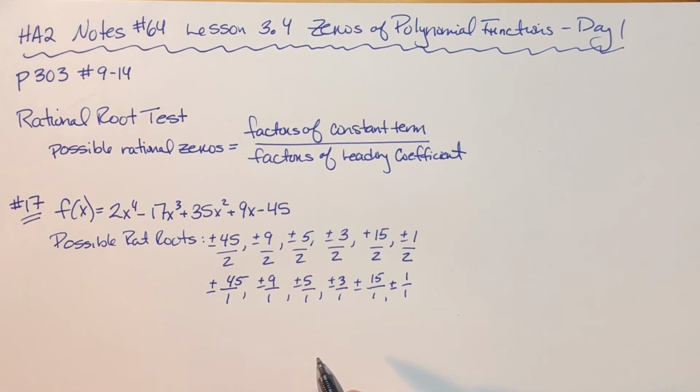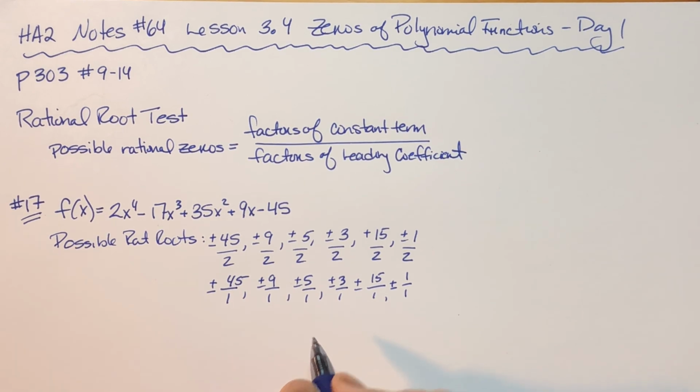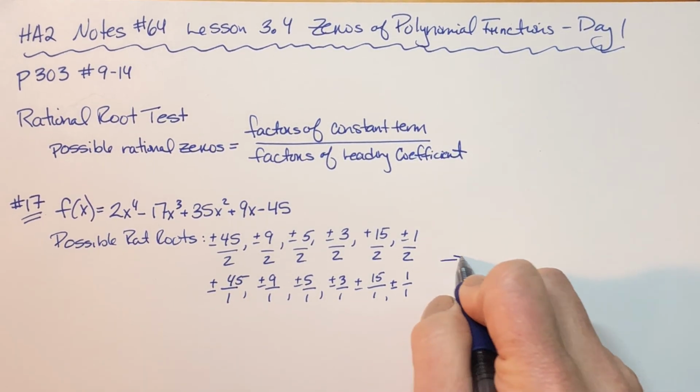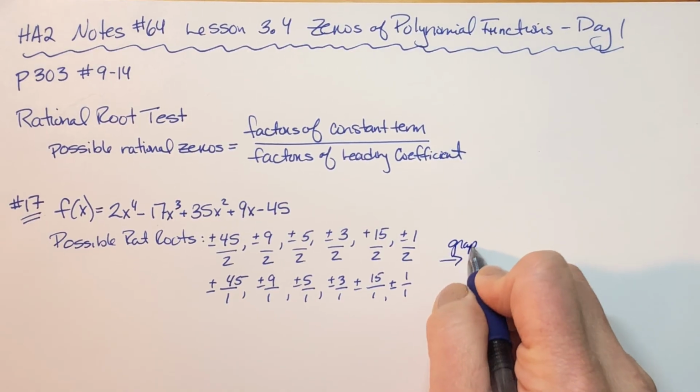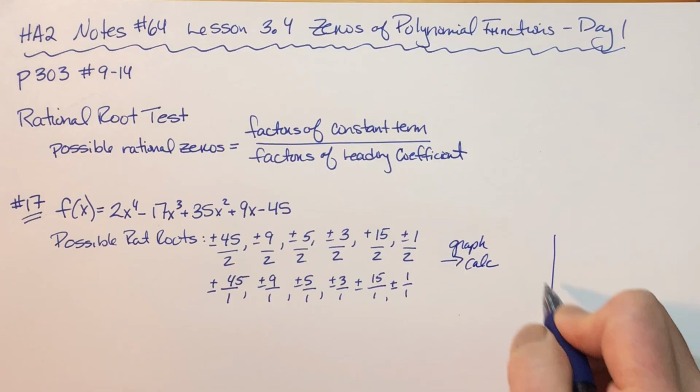Now, this would take you forever. What I prefer to do, instead of taking forever to figure out what my rational roots are, is I like to go to the graph, okay? So go to your graph on your calculator, and you're going to go ahead and make that graph.